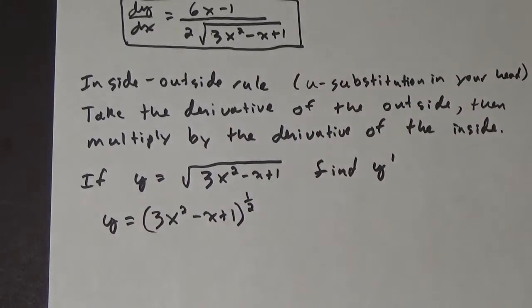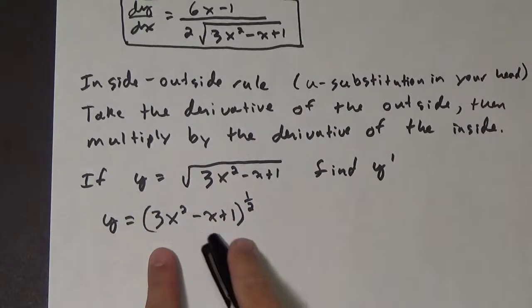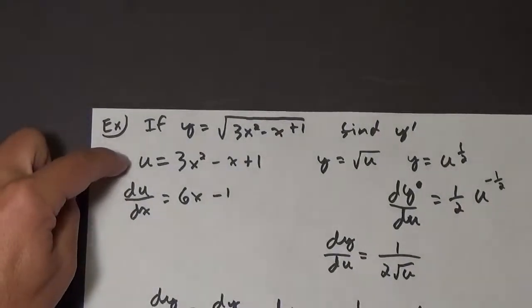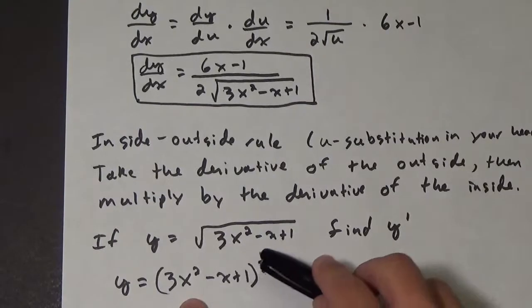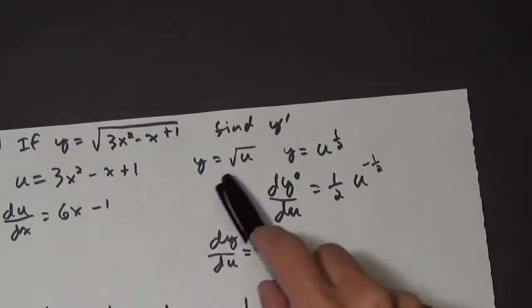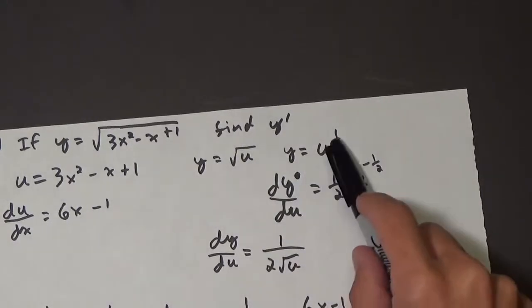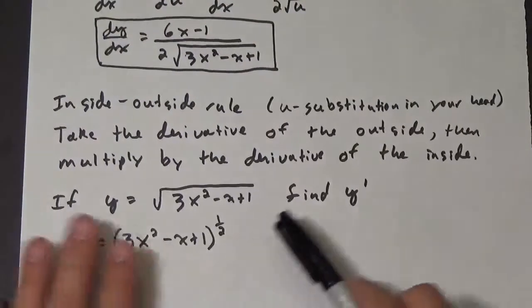Now because we're going to do U substitution in our head instead of going through all this work, you do have to decide, well, what was the inside part and what's the outside part? The inside part is this 3x squared minus x plus 1. That's what we set equal to U. The outside part is all this to the 1/2 power. So that's what we will let y equal, the square root or U to the 1/2. So we're just keeping track of these two things, but just down here without writing it out.